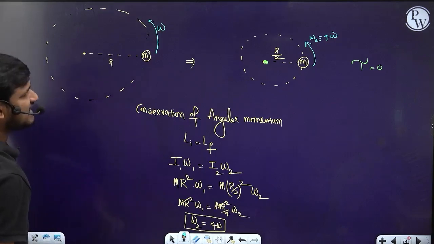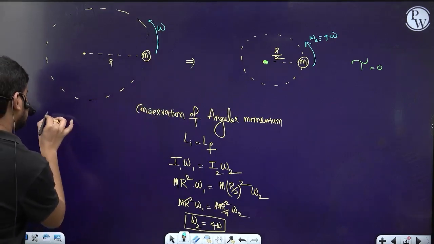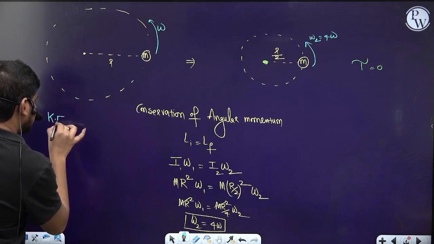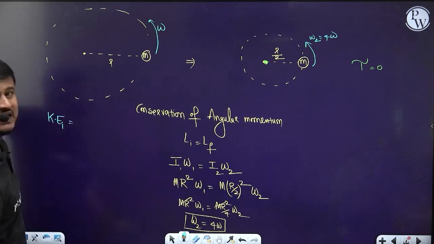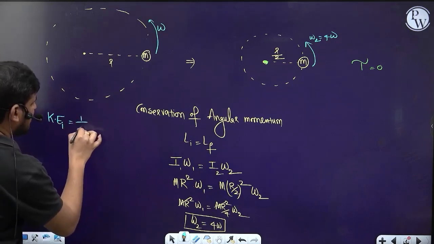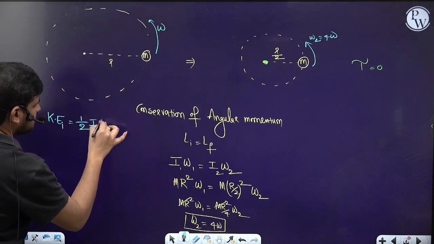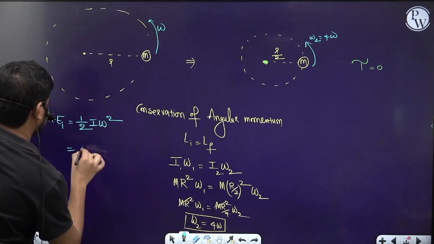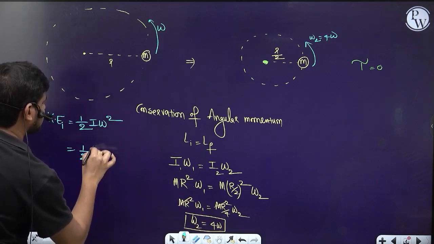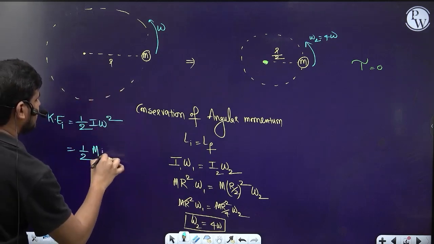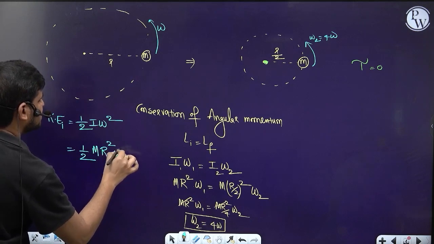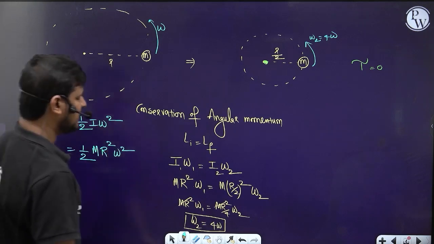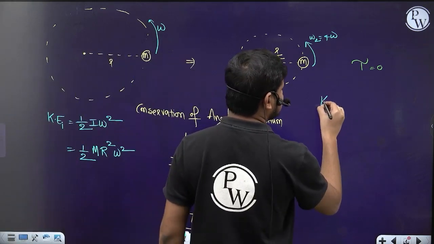So now we need to find what happens to the kinetic energy. Let's write the initial kinetic energy for the rotating body. The kinetic energy will be half I omega square, right? So half I is nothing but m, its radius is r, so m r square omega square. Now let's find the final kinetic energy here.